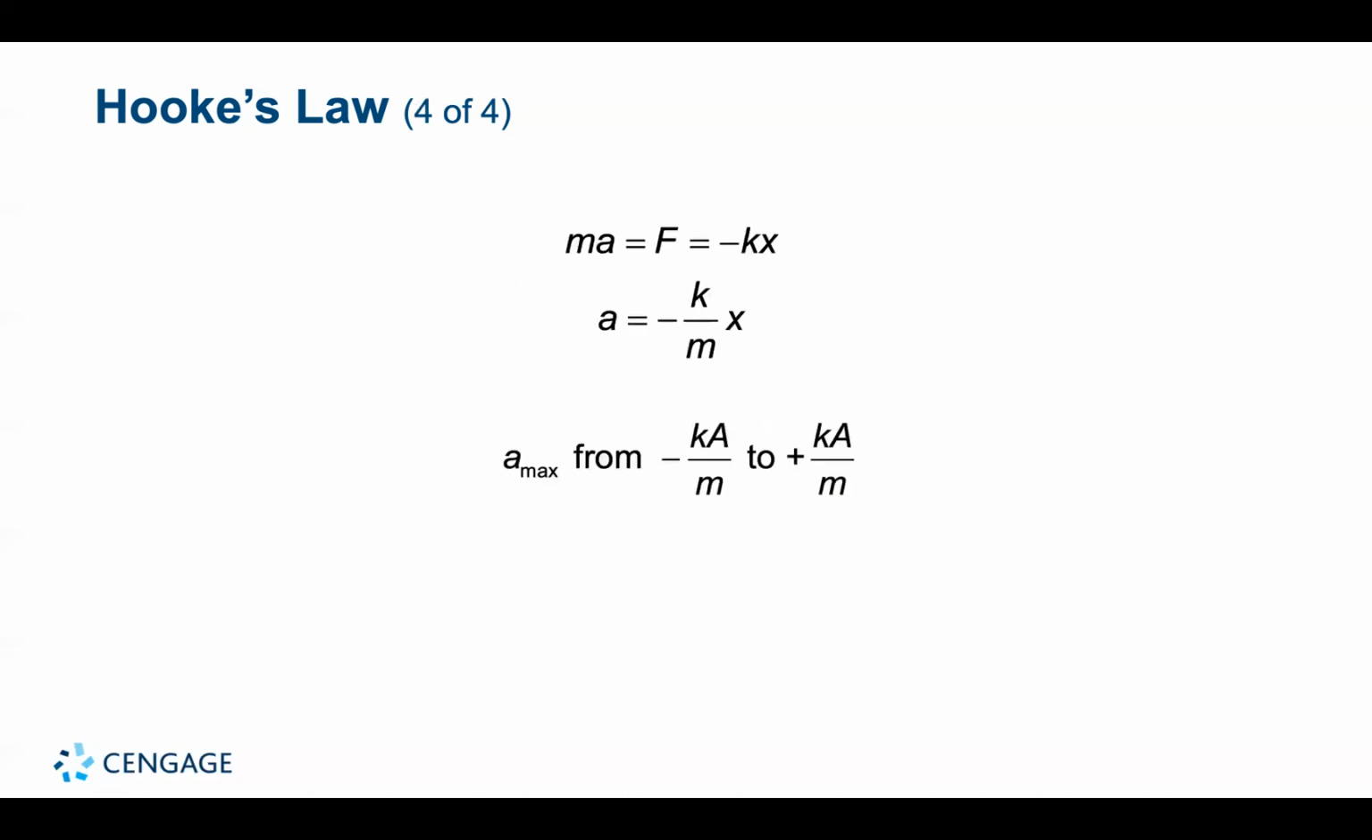So we can use Hooke's law and Newton's second law to find the acceleration of an object moving in simple harmonic motion. This equation for the acceleration is an example of a harmonic oscillator equation, which gives the acceleration as a function of position. Because the maximum value of x is defined to be the amplitude a, the acceleration ranges over the values of minus ka over m to plus ka over m.